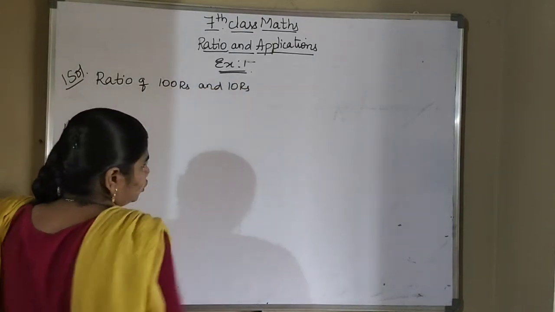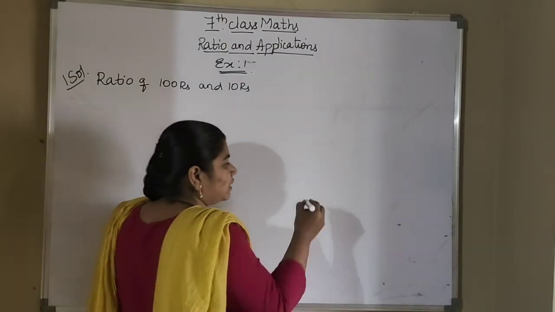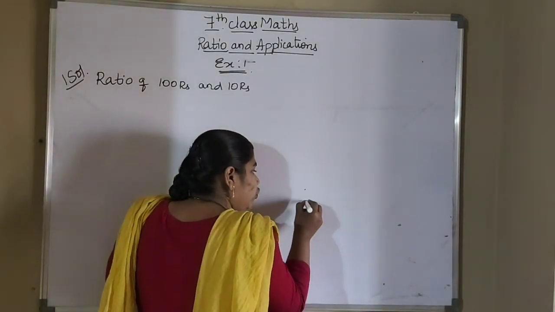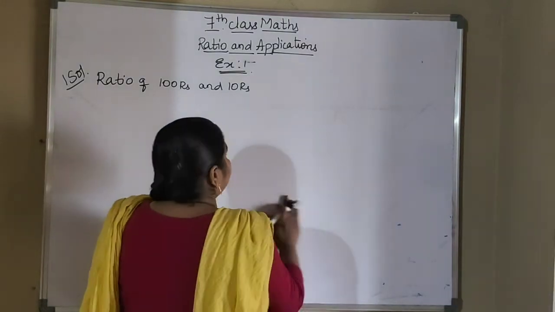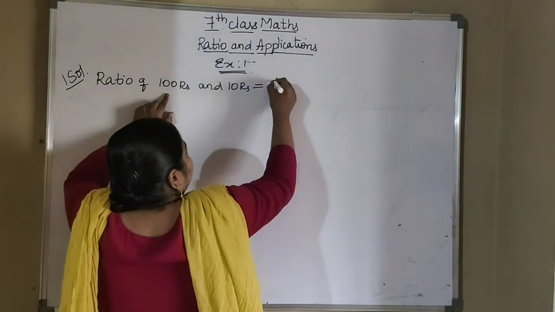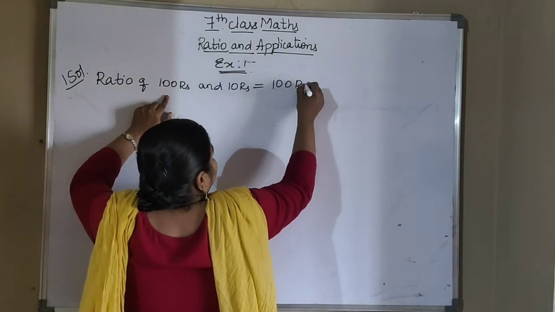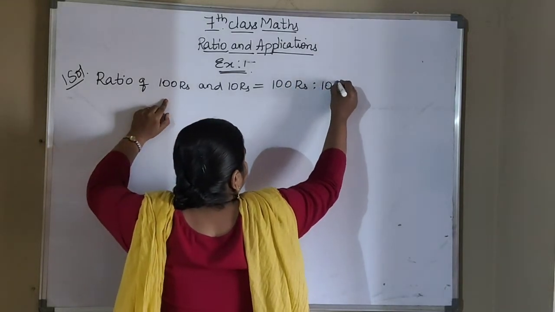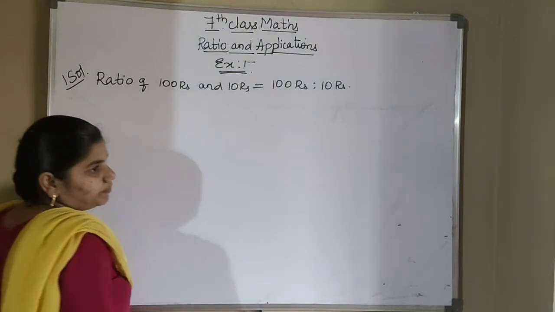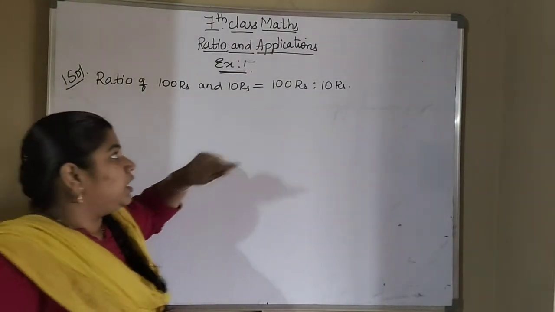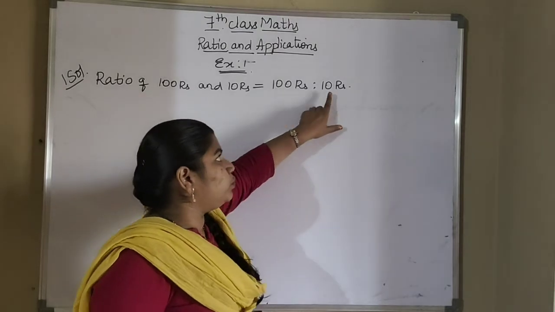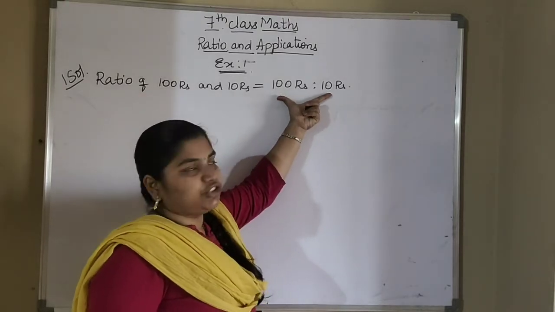How to write the ratio? Already I told you, ratio is nothing but we will denote it with these two dots. Okay. So, how to express this? We can express it as 100 rupees is to 10 rupees. Okay, this is the ratio of the given numbers in the given question. That is 100 rupees is to 10 rupees. So, this is the one ratio.